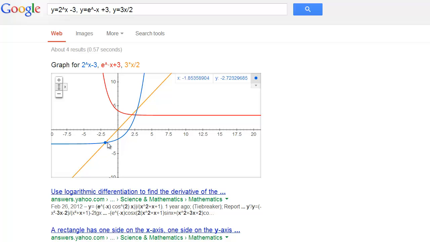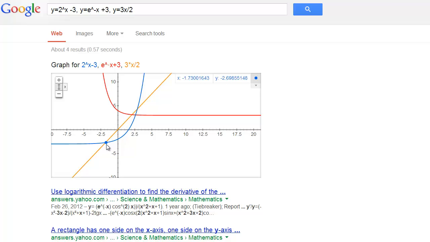From here we can see that 2 to the power x minus 3 is the one in blue. And the line that we drew is the one over here, the line in orange. It intersects at 2 points. So one point is, let me put it here, minus 1.8. Looks like minus 1.8.